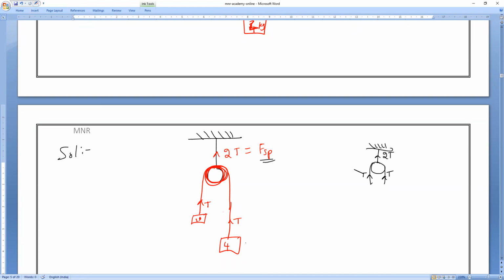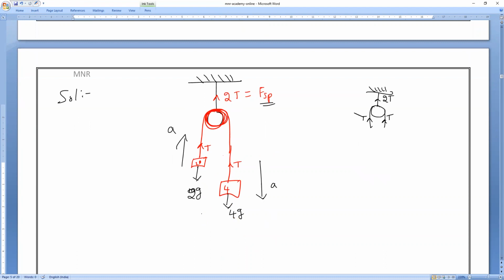Yes. Now, as the body mass is more, acceleration is downwards. Here, the body mass is less, so acceleration is upward. Here, weight is equal to mg, where m is 2, so 2g. Here, weight is mg with m equal to 4, so 4g. Is it okay, everybody?